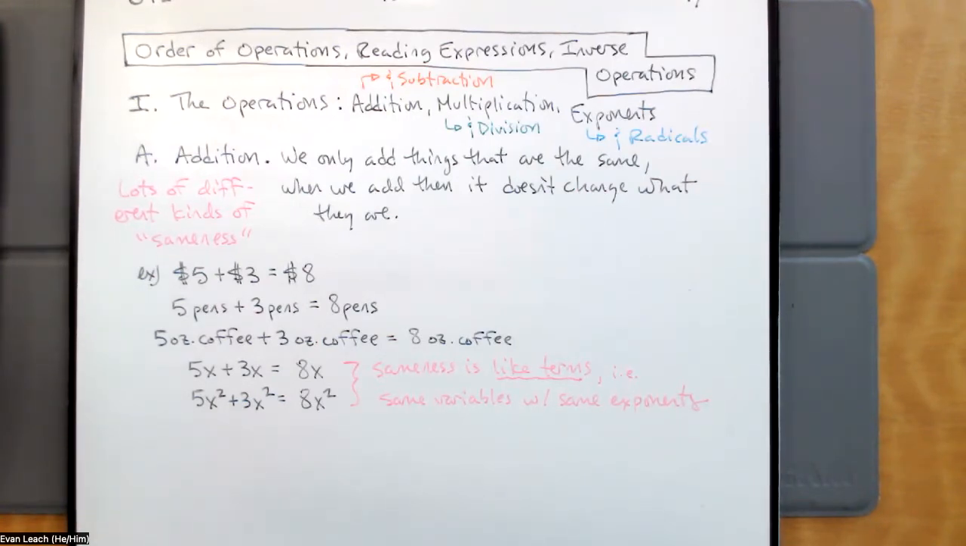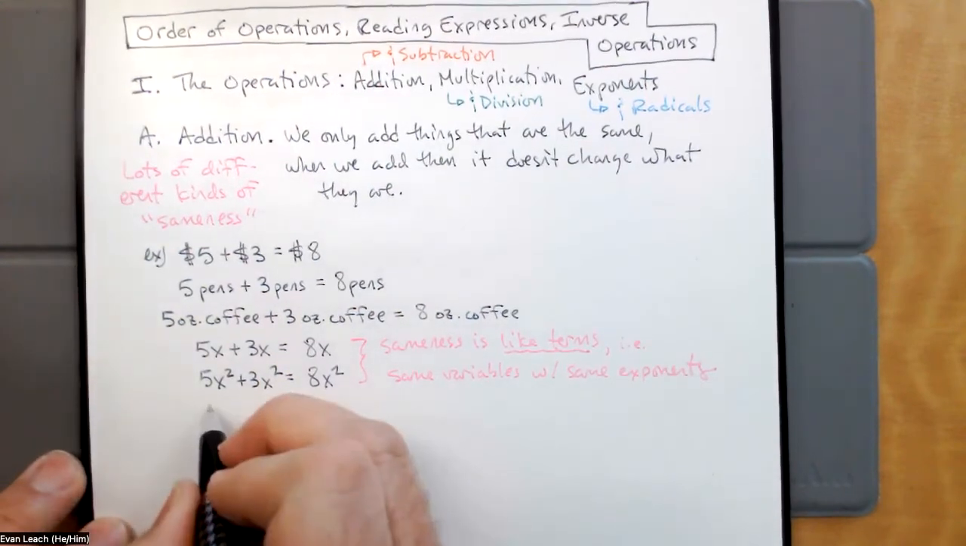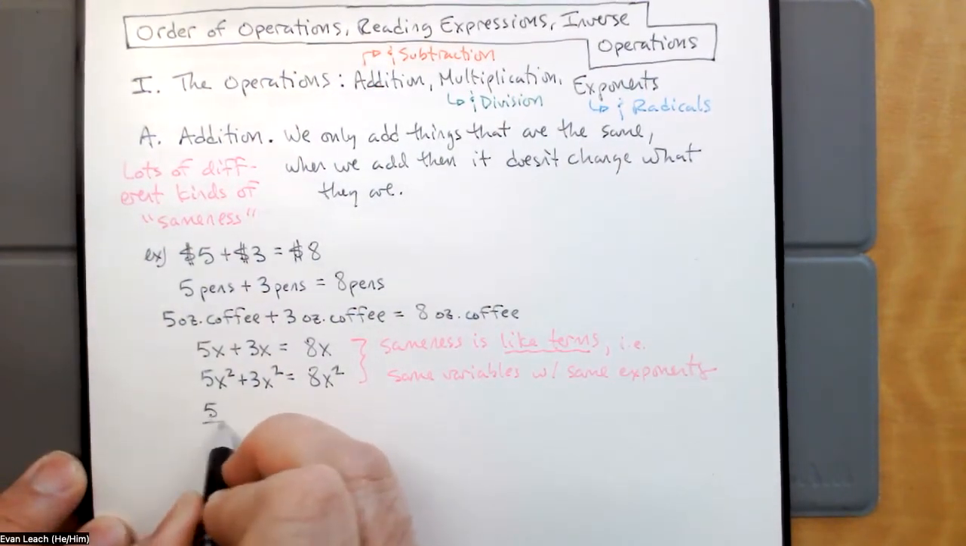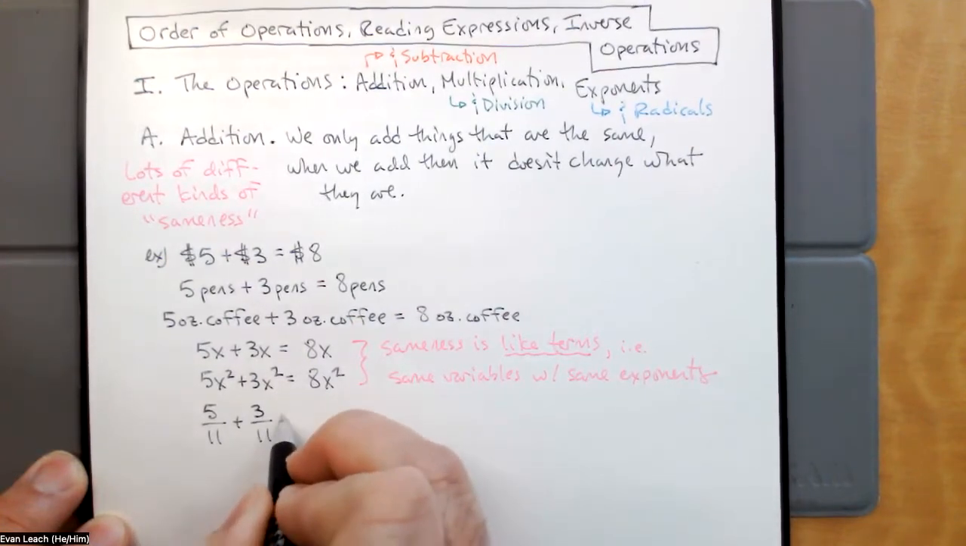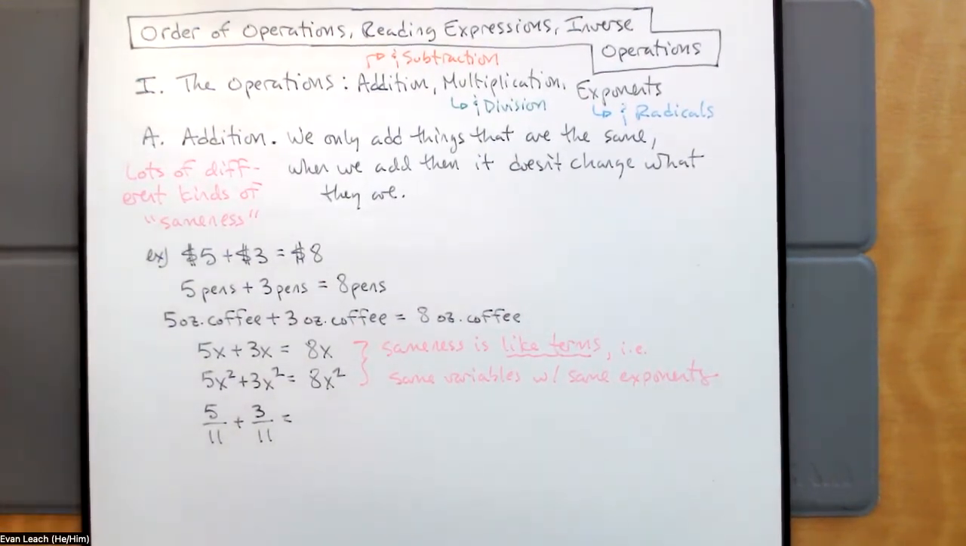We're familiar with a lot of different kinds of sameness. If I want to add a couple of fractions, let's say 5 over 11, and I want to add 3 over 11, what do we get? 8 over 11. The over 11 part is telling us what kind of fractions. That's the denominator. That's the denomination of our fraction.